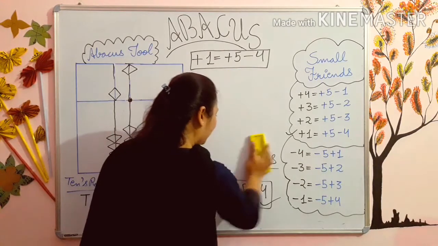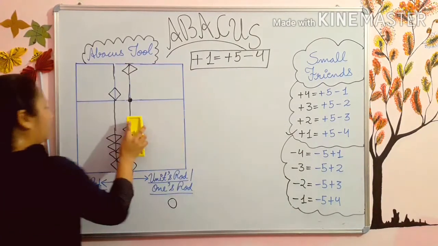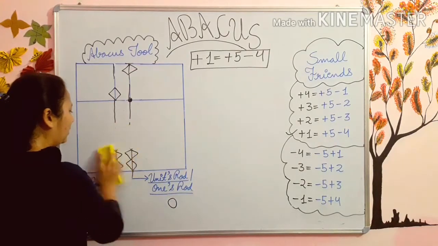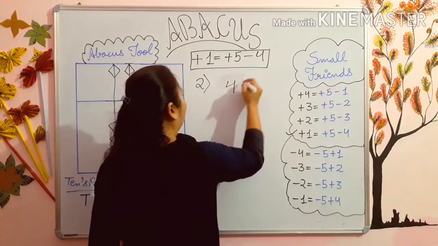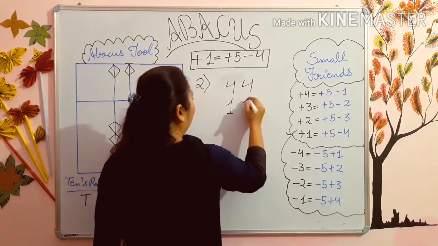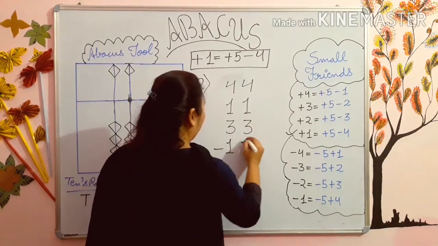Just set your abacus. Upper beads up, lower beads down. Now we will move to our second sum. 44, 11, 33 minus 11.